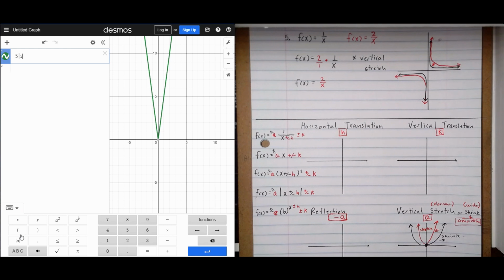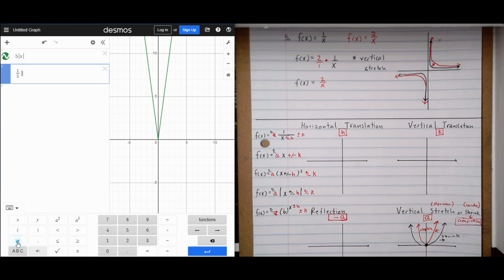I'm going to put x, close it, and we can see that we had a vertical stretch. It is pulled in towards the y-axis. And then we'll do one that has 1/5. So 1 divided by 5.